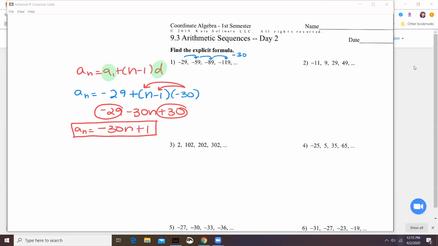Oh, could we switch it? Yeah, you could. If you had put 1 minus 30n, is that what you're talking about? Yeah, you can totally do that. It's just, what kind of formula does this look like now? The recursive. No, do you see how it's like y equals mx plus b? Oh, yeah, a linear function. Yeah, so that's why you just write it like that, but you don't have to. You could do it either way. It's just out of habit for me.